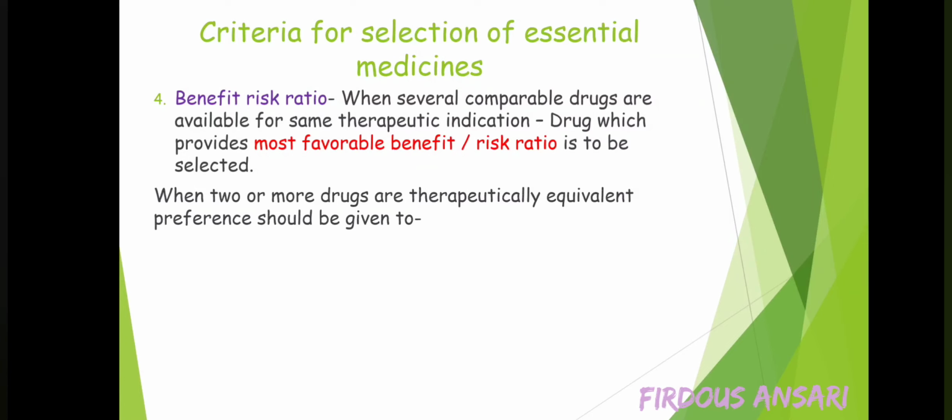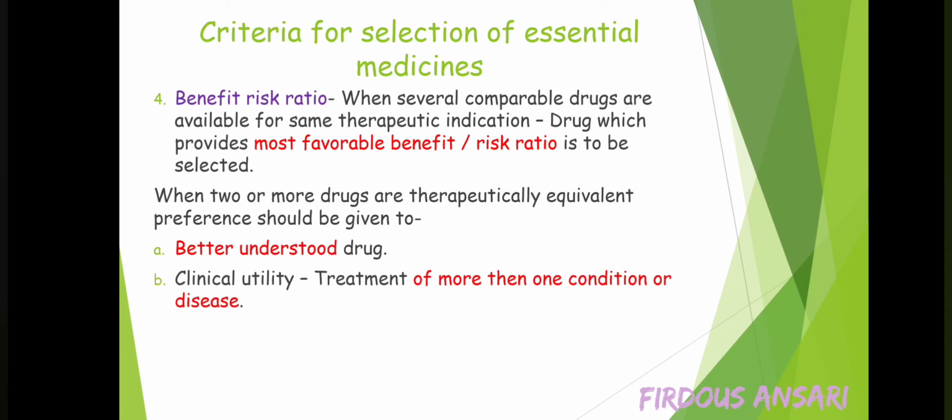When two or more drugs are therapeutically equivalent, preference should be given to the better understood drug. Better understood drug means there should not be any complicated instruction. The drug should be simple to administer, even simple for storage as such. Clinical utility: treatment of more than one condition or disease. So one drug should have two or more actions or useful indications.